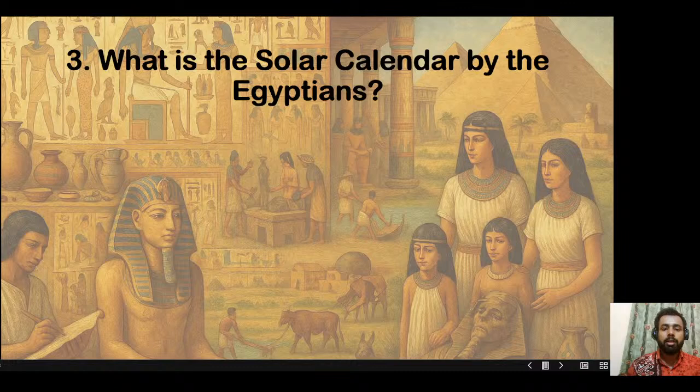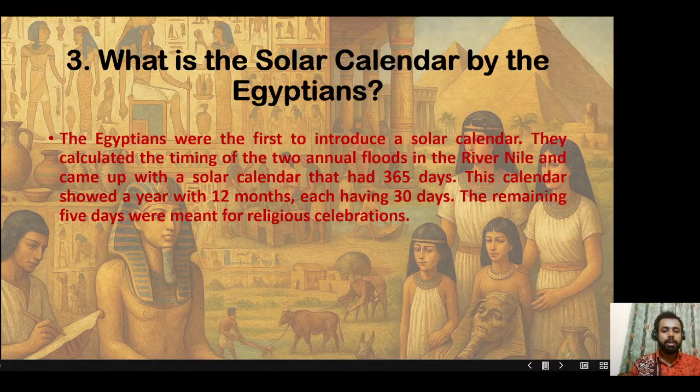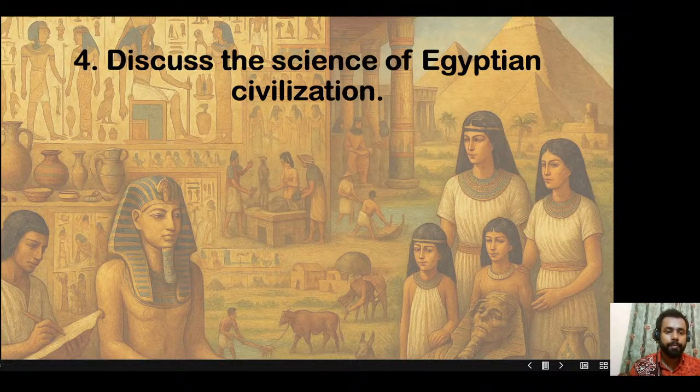What is the solar calendar by the Egyptians? The Egyptians were the first to introduce a solar calendar. They calculated the timing of the two annual floods in the river Nile and came up with a solar calendar that had 365 days. This calendar showed a year with 12 months, each having 30 days. The remaining 5 days were meant for religious celebrations.